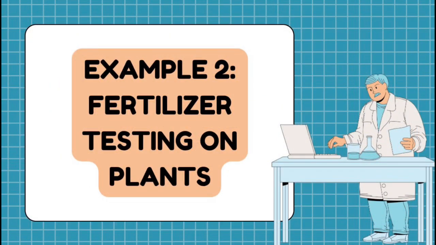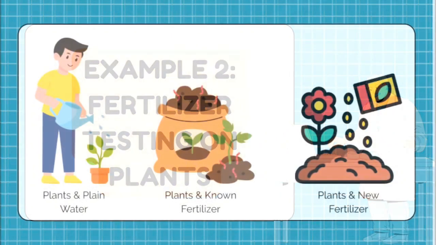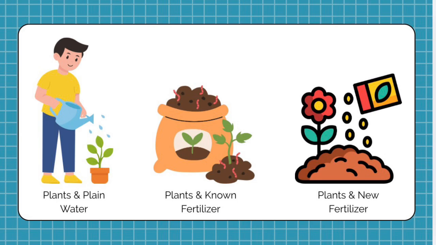Example 2 is testing a fertilizer on plants. In this scenario, you want to see if a new fertilizer helps plants grow taller. Your negative control in this scenario would be plants in plain water only. Your positive control would be plants in a fertilizer that is proven to work. And your experimental group would be plants in the new fertilizer, which is what you're testing.